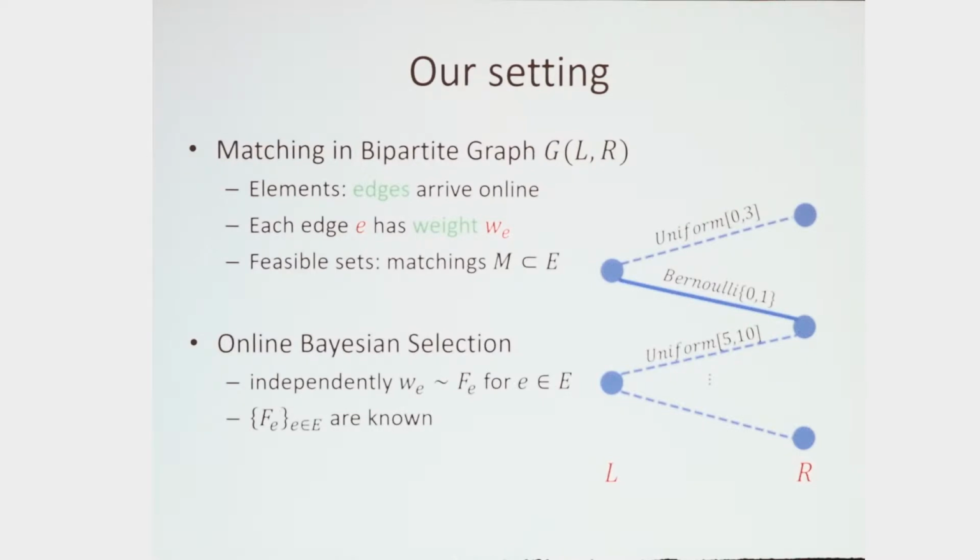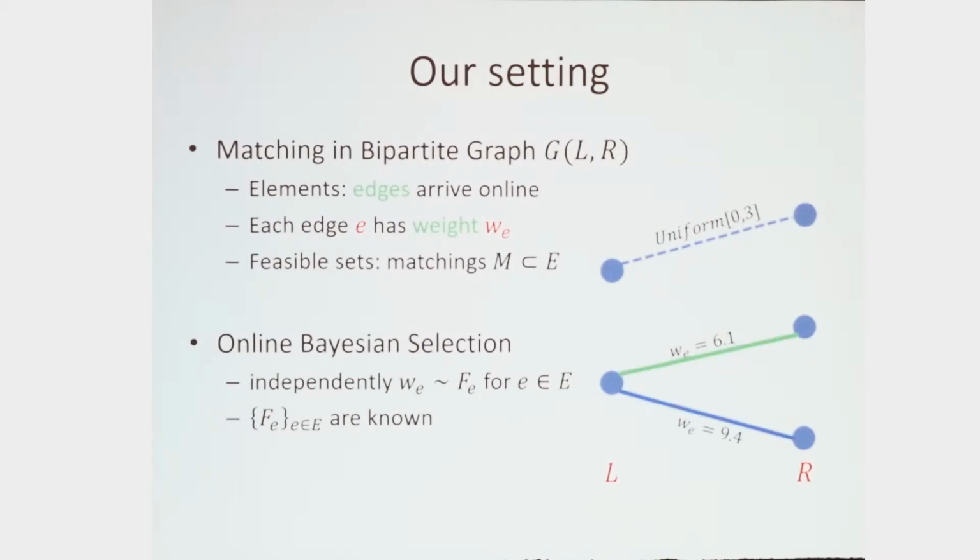The online algorithm sees edges arriving one by one. Let's say it sees this blue edge, which is distributed according to Bernoulli 0, 1. We flip a coin. Let's say it turned out to be 1. The algorithm observes the weight and then needs to make an irrevocable decision whether to take it or not. Let's say that since we're expecting slightly higher rewards in the future, the algorithm decides not to take it. Then another edge arrives, we see the realized weight, and we decide, let's say, to take it.